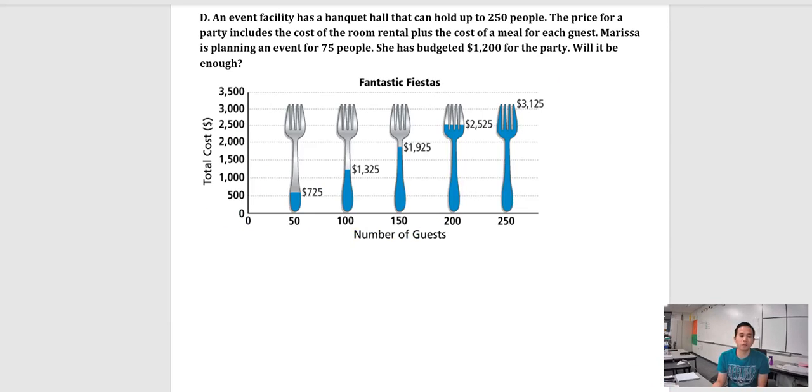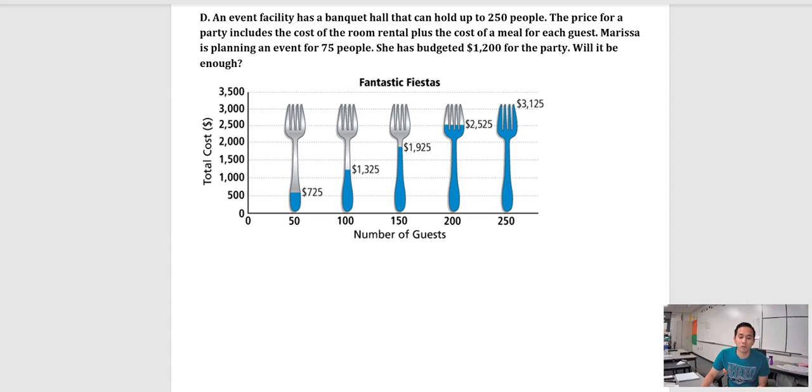An event facility has a banquet hall that can hold up to 250 people. The price of the party includes the cost of the room rental plus the cost of the meal for each guest. Marisa is planning an event for 75 people. She has budgeted $1,200 for the party. Will it be enough? That's the question. And of course, a graph is also given in our problem.